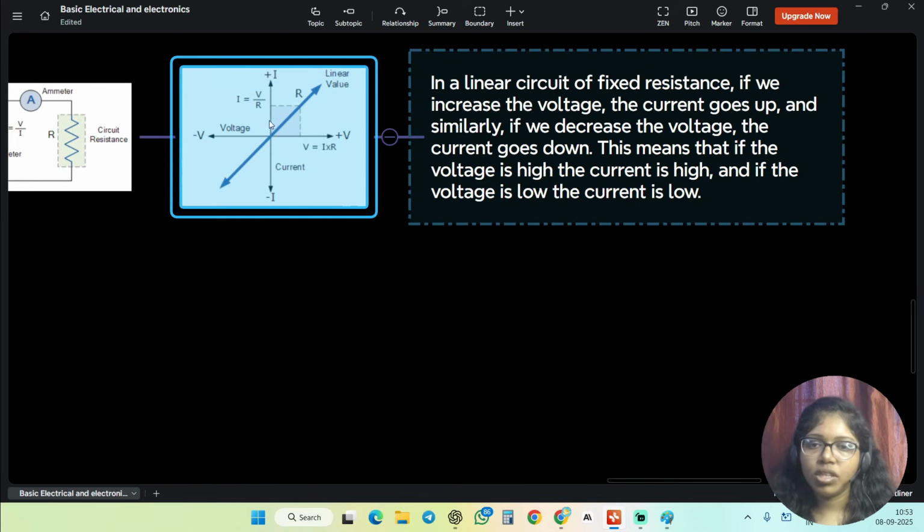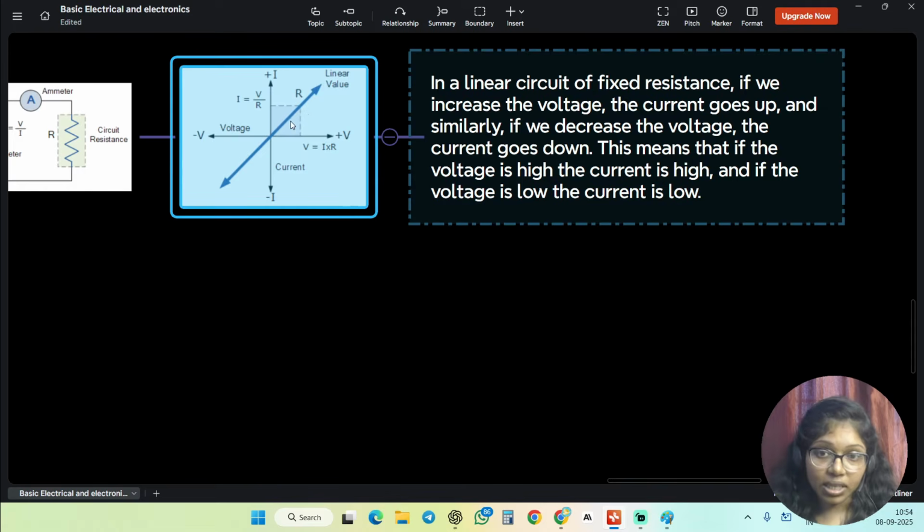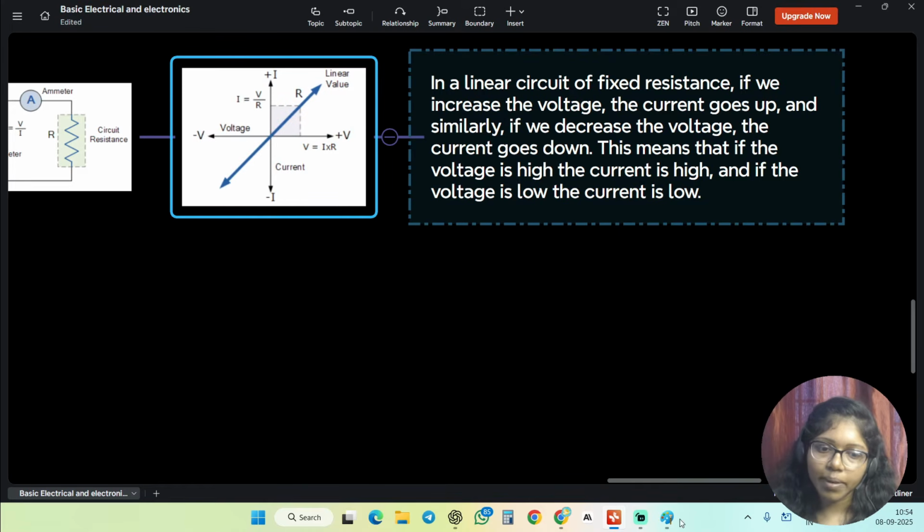Whenever you are using a fixed resistor, whenever the voltage increases, at the same time the current also increases. It is linear. Okay, linear circuit, fixed resistance. If you increase the voltage, the current also increases. If you decrease the voltage, the current also decreases. So this is how the DC circuit completely works. This is completely the linear concept.